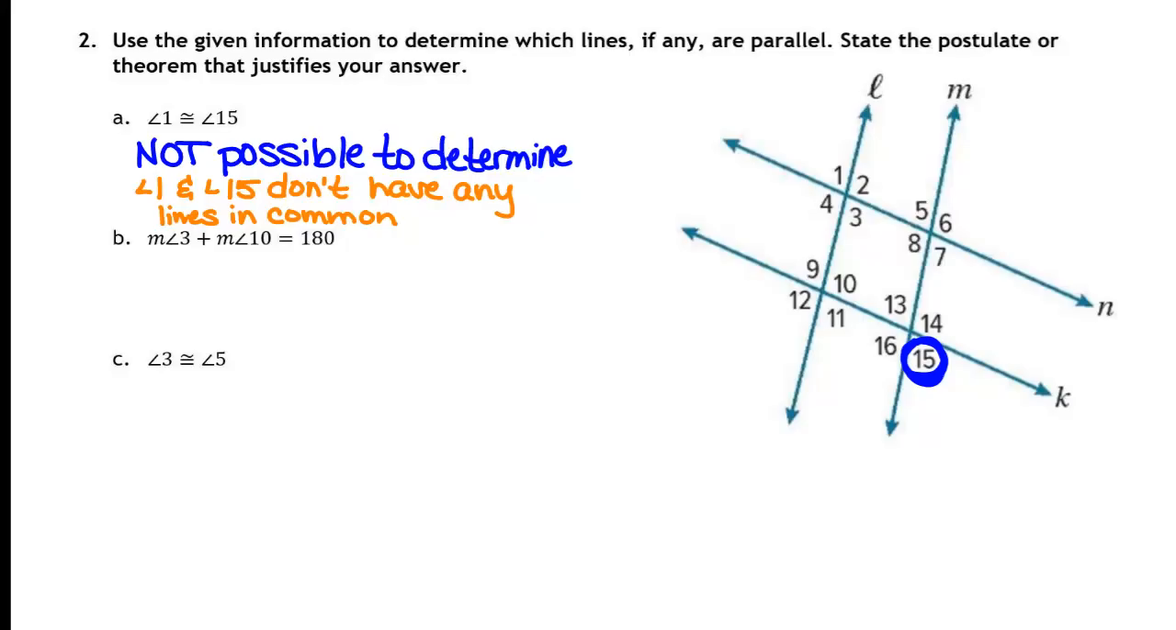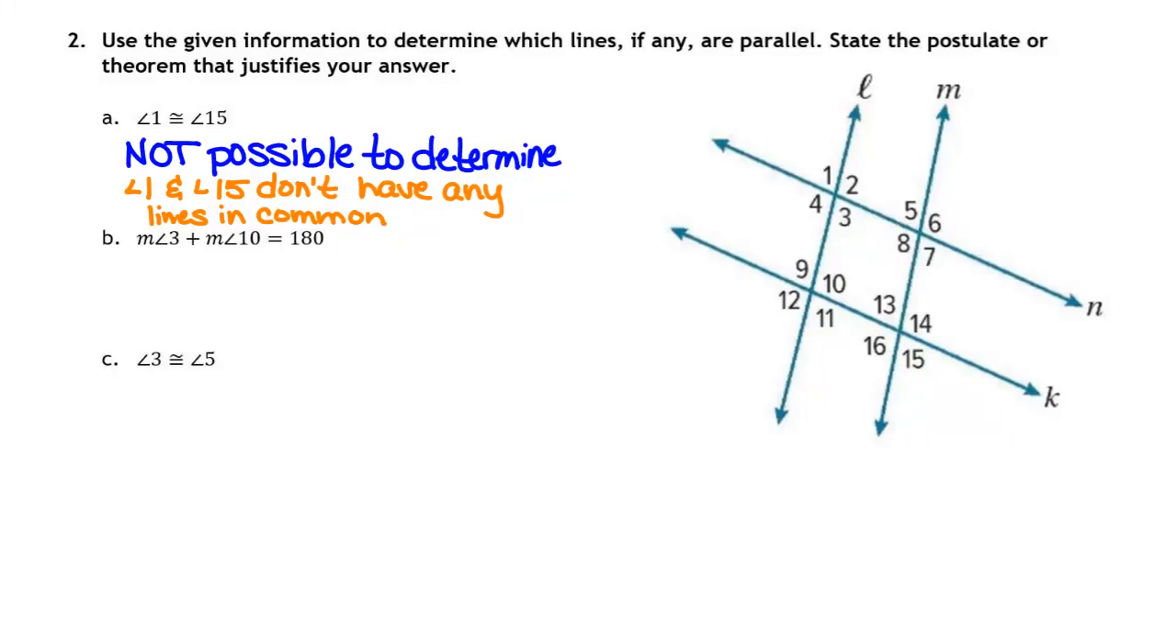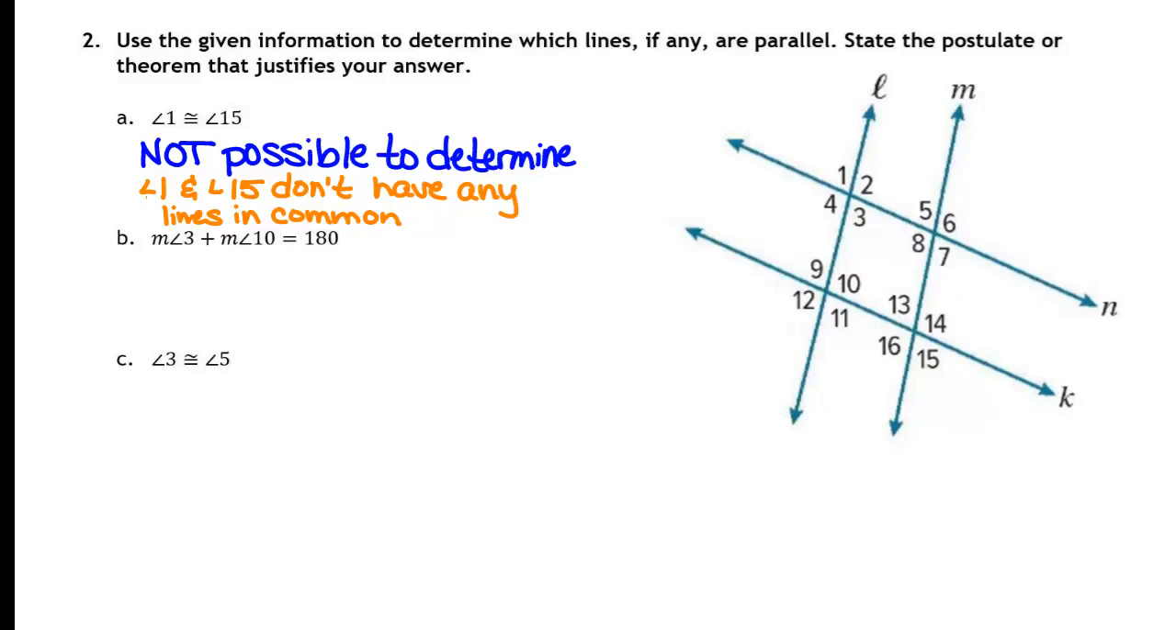All right. If they don't have a line that they share, a line that they both touch, we can't make any determinations about what would be parallel. They have to both touch the same line. There has to be a transversal.